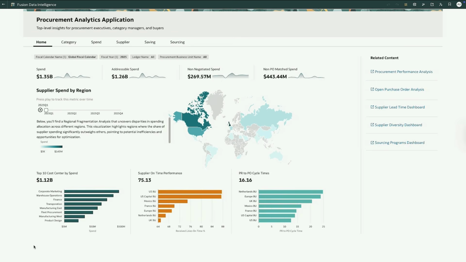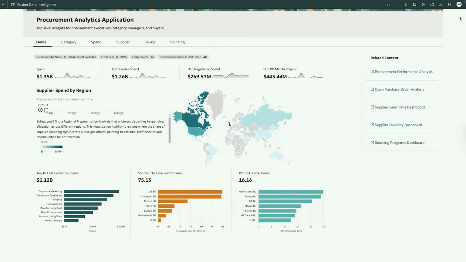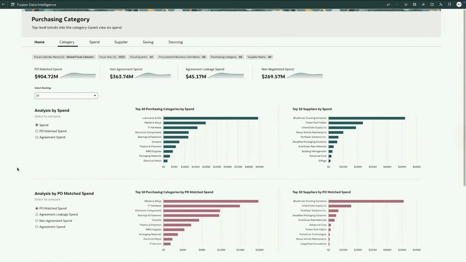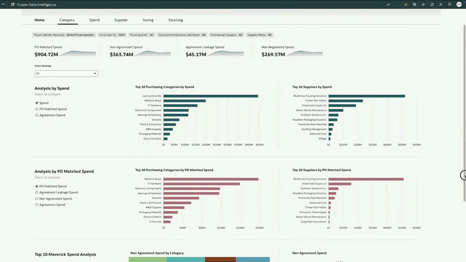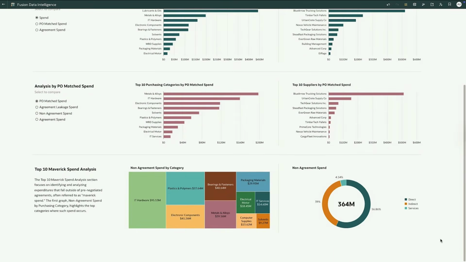Alex navigates to the total spend by cost center view. He notes that a limited number of cost centers are responsible for over 50% of the overall spend, with 2 cost centers, corporate marketing and warehouse operations, accounting for more than half of it. He clicks on the spend categorization view. Spend categorization is crucial for improving visibility, driving cost savings, ensuring compliance, and enabling strategic supplier relationships. With this dashboard, leaders instantly see where money is going and how well it aligns with budget expectations.